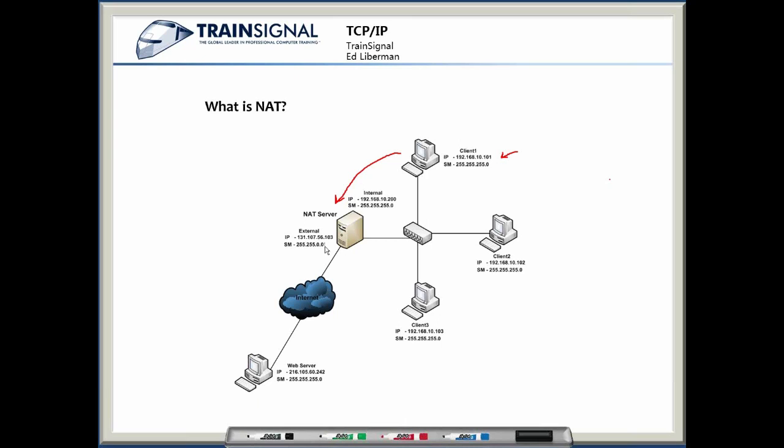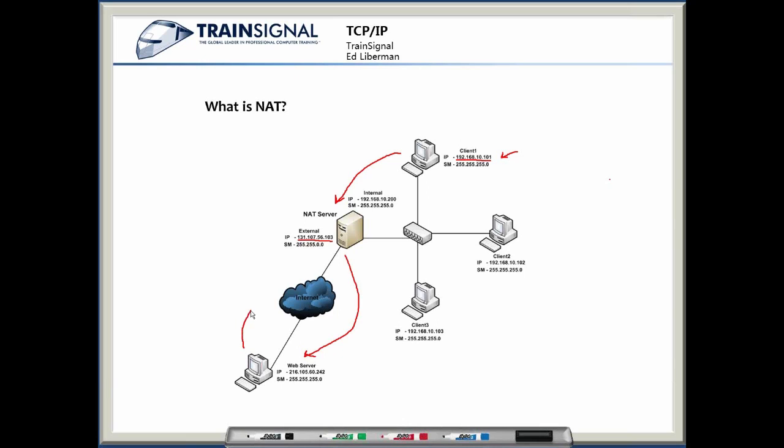So what this NAT server will do is take the request from the client and do two things. Number one, it'll put it in its memory banks. It'll cache that request: client one was looking for XYZ website. The second thing it does is convert the source IP address, so the original sender is not 192.168.10.101. It changes it to say, this request is coming from me. And it sends that request out to the web server hosting the website we were looking for.